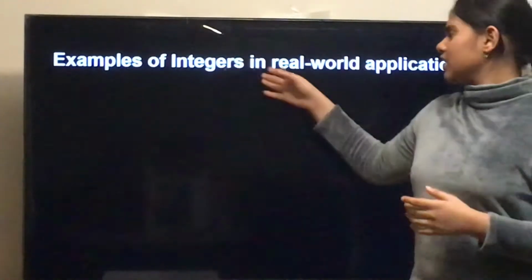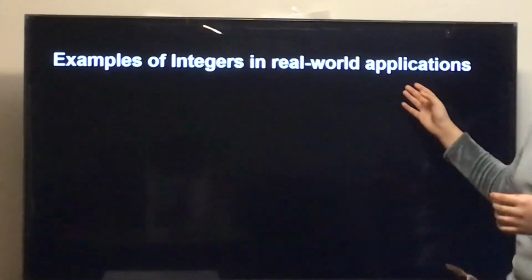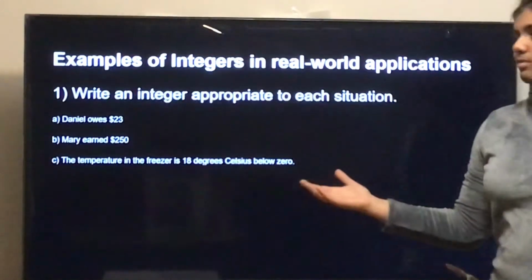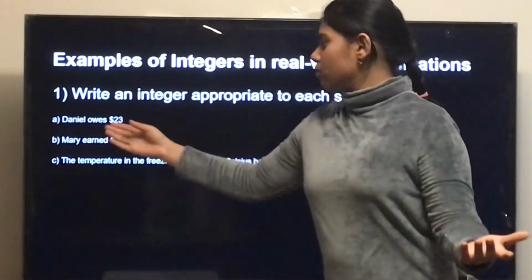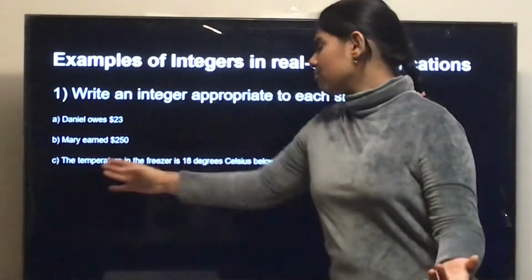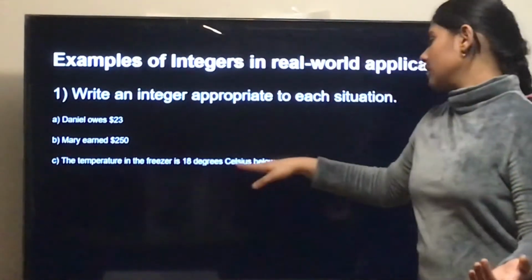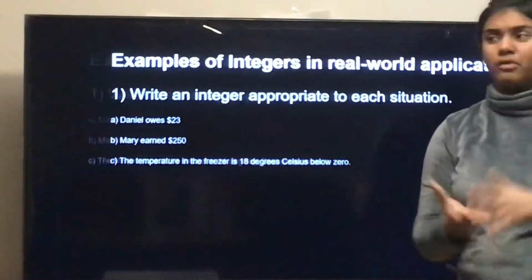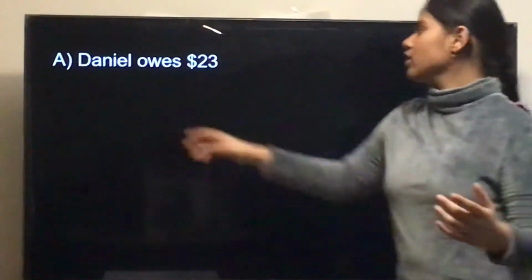So examples of integers in real world applications. Now integers can be used in real life. Like Daniel owes $23. Mary earned $250. And the temperature in the freezer is 18 degrees Celsius below 0. Now, you might be wondering how. Let's take a look at the first one.